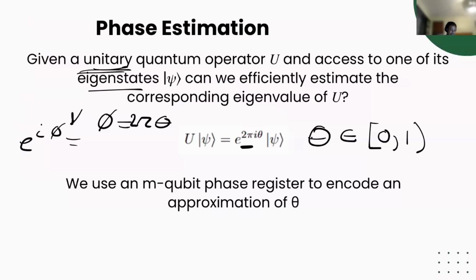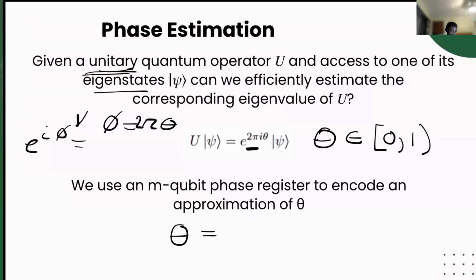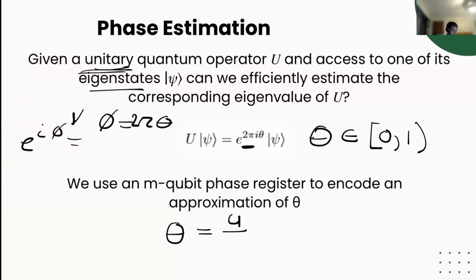So now that we have an explanation of what our theta value is, we're going to use an n-qubit phase register to encode this approximation of theta. Our qubits will be in binary, so our approximation to theta will have to follow this equation.